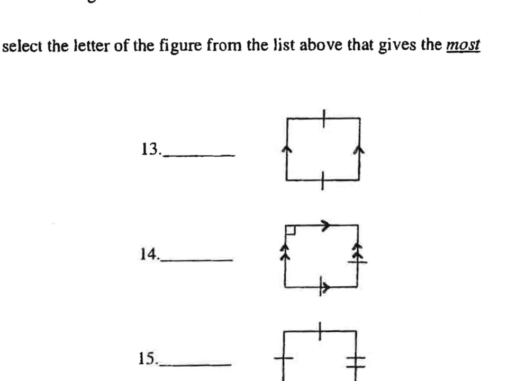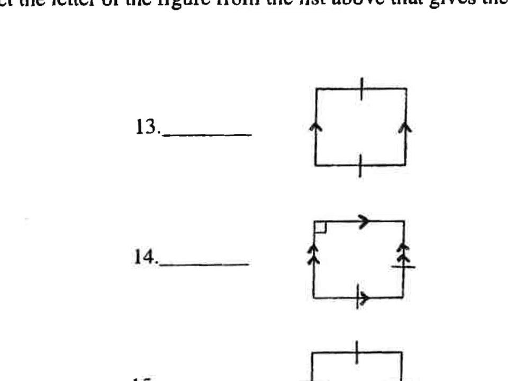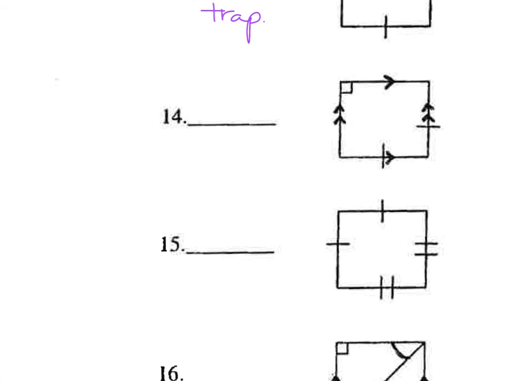Sorry, that's a really messy quad. How about that one? One pair parallel, other side's congruent. That's an isosceles trapezoid. See what I mean about all of them look like a square, but very few of them actually are squares? Pay attention to the markings. 14. That is a square. Opposite sides would be congruent. Consecutive angles are supplementary. Opposite angles are congruent. So that would be a square.